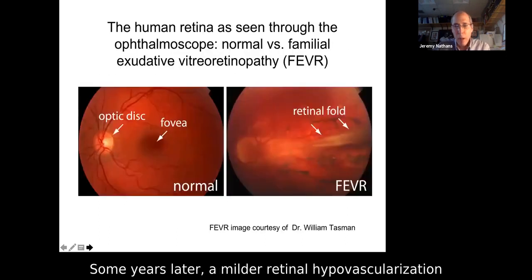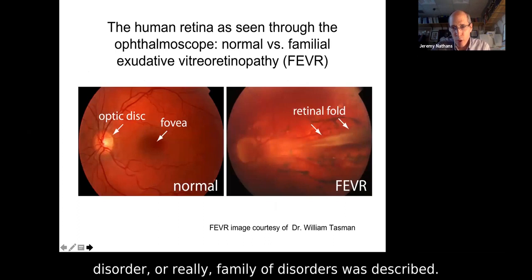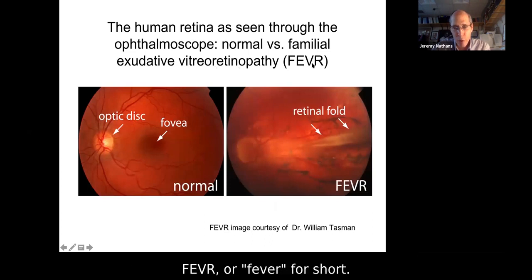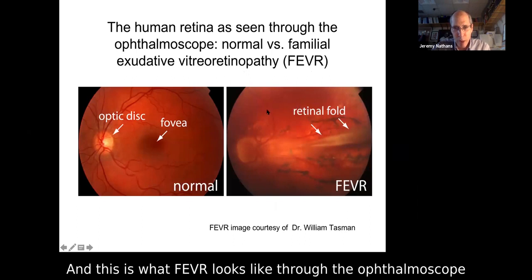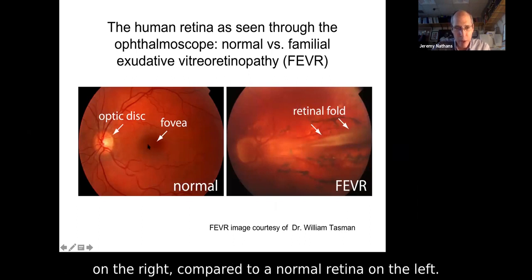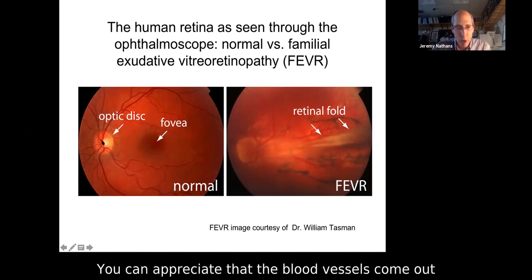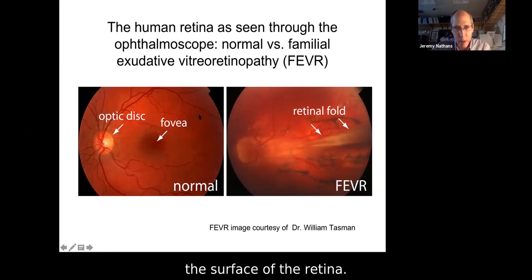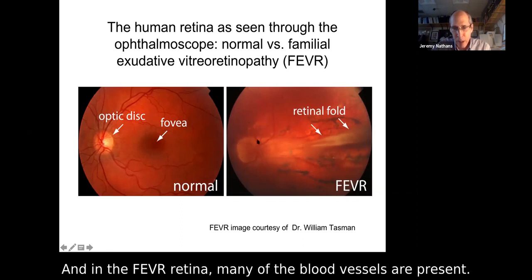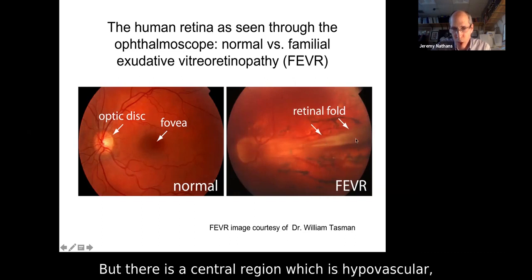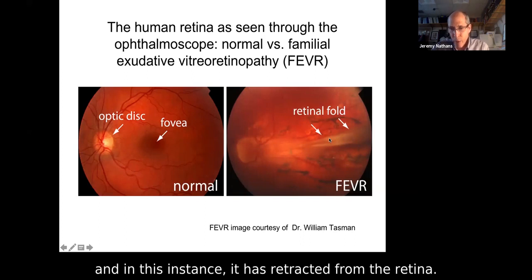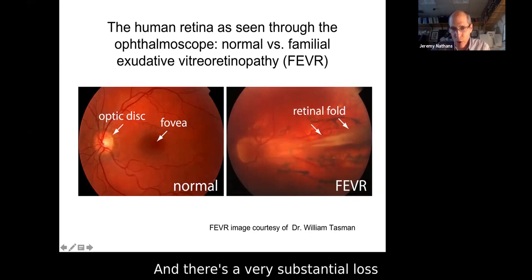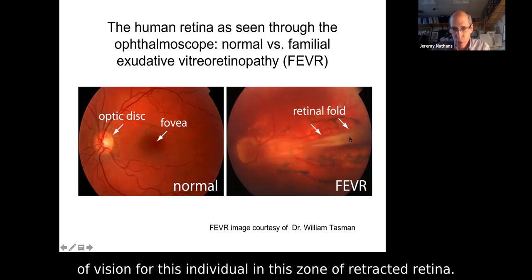Some years later, a milder retinal hypovascularization disorder, really a family of disorders, was described. These are called familial exudative vitreoretinopathy, FEVR, or fever for short. And this is what fever looks like through the ophthalmoscope on the right compared to a normal retina on the left. You can appreciate that the blood vessels come out of the optic disc where the optic nerve goes in towards the brain, and they cover the surface of the retina. And in the fever retina, many of the blood vessels are present, but there's a central region which is hypovascular. And in this instance, it has retracted from the retina. There's a scarring reaction, which involves retraction. And there's a very substantial loss of vision for this individual in this zone of retracted retina.